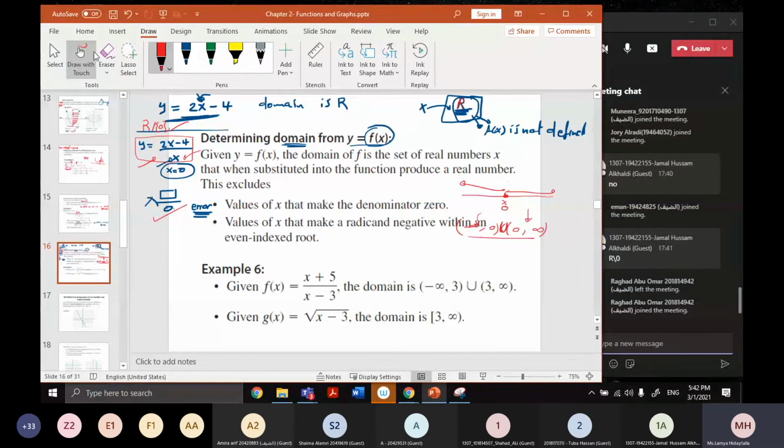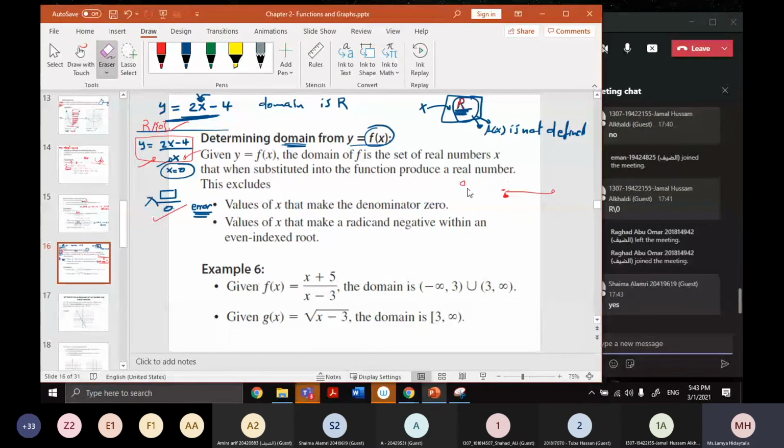This is the only thing that will give me a function that is not defined. From where can I get another problem? From the square root. If we have the square root of, for instance, x, is this always defined for every real number?